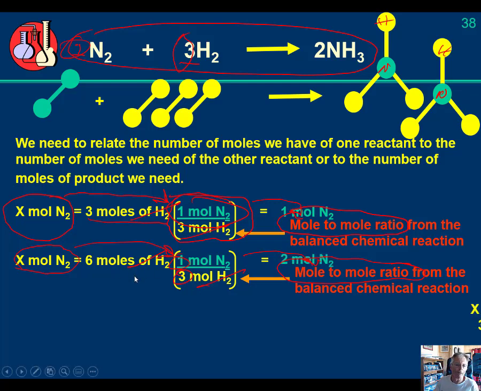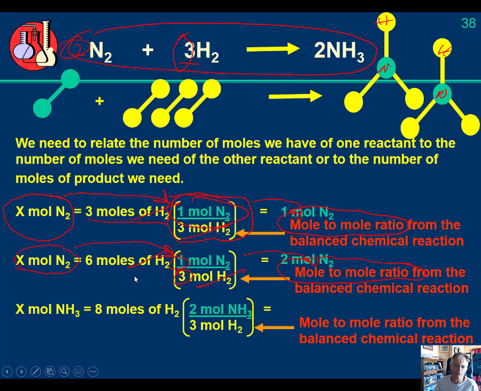All right, we can also use this technique to figure out how much product we can produce. So in this particular case, here's the deal. I've got 8 moles of hydrogen. Now, nitrogen isn't mentioned, so we're making an assumption about nitrogen.